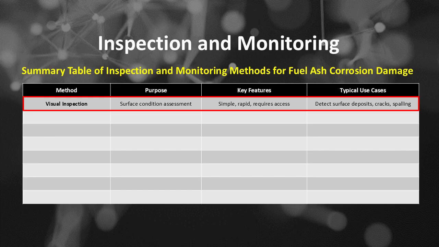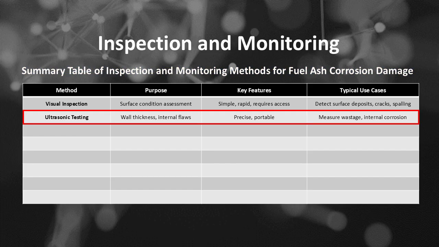Summary table of inspection and monitoring methods for fuel ash corrosion damage. If the method in use is visual inspection, its purpose is surface condition assessment. The key feature of this method is that it is simple, rapid, and requires access. Its typical use cases are to detect surface deposits, cracks, and spalling.